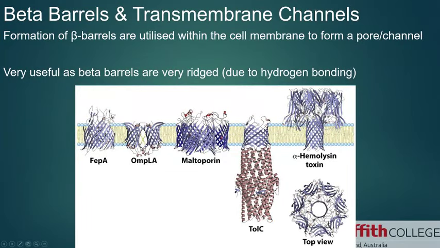So I've already explained this, that we can form these beta barrels and form these pores within a plasma membrane to facilitate movement of substances in and out of a cell.